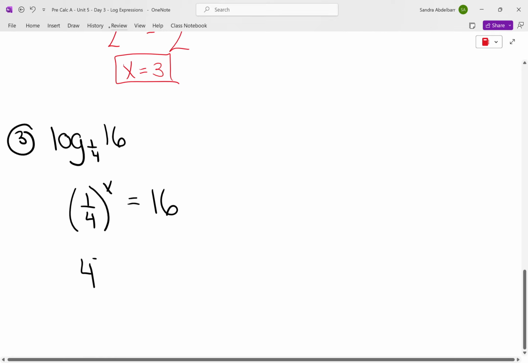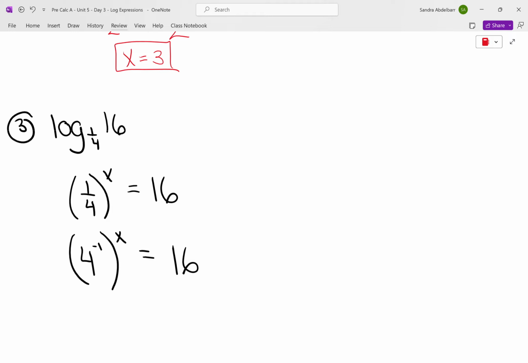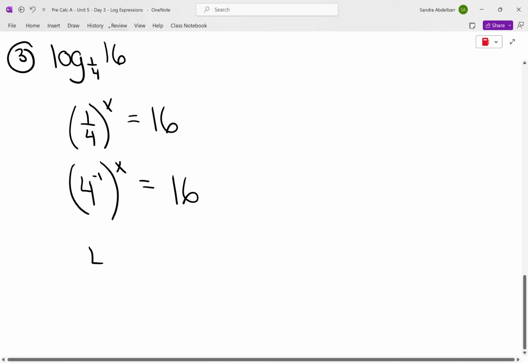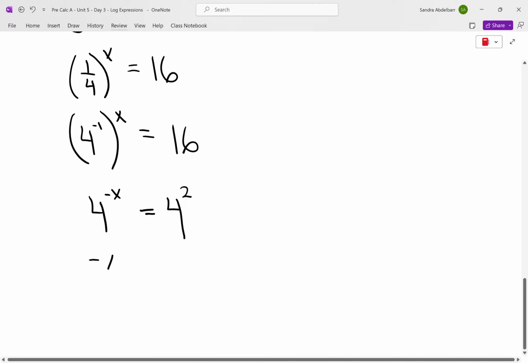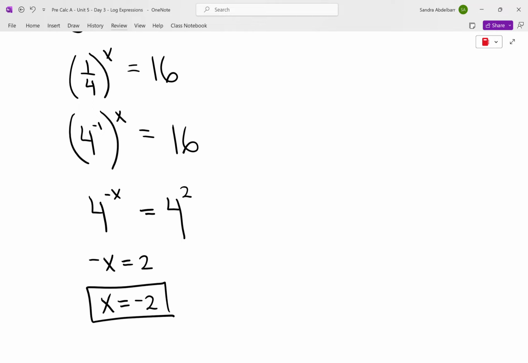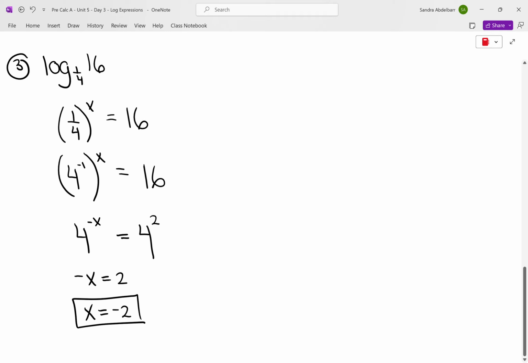So this is going to be 4 raised to the negative first power raised to the x equals 16. So we're going to have 4 raised to the negative x power is equal, I'm going to change 16 into a base of 4, 4 to the second. So we end up getting negative x is equal to 2. So what does x equal? Negative 2. So let's have log base 2 of the cubed root of 32.